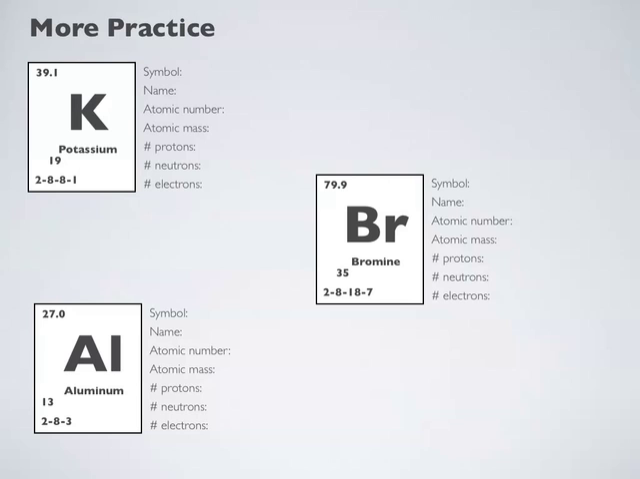All right, so let's do this around the room. No hands. Emily, the symbol? K. Caitlin, name? Potassium. Olivia, atomic number? 19. Matthew, atomic mass? 39.1. Number of protons, Thomas? 19. Neutrons, Shane? 20. And electrons, Noreen? 19. Got it? Okay, next one.